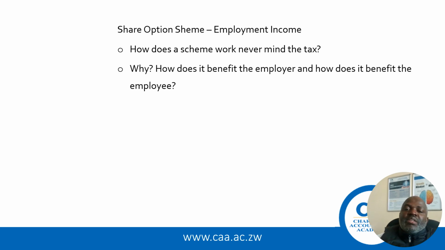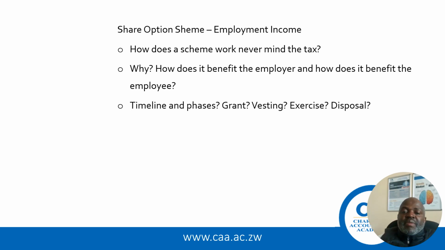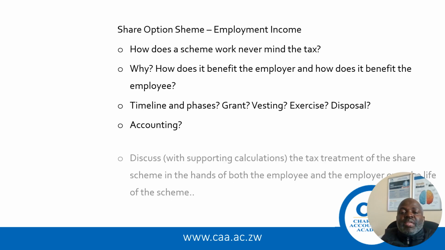So here what we're saying is, when you're reading the scenario, try and understand why something is being done. How does it benefit the employer and how does it benefit the employee? Because it is going to affect the arm's length principle as well. Note the timeline and phases: what happens at grant date, at vesting, at exercise, and at disposal. And from time to time, because of the integrated nature, you must also be able to pick up the accounting issues from there.